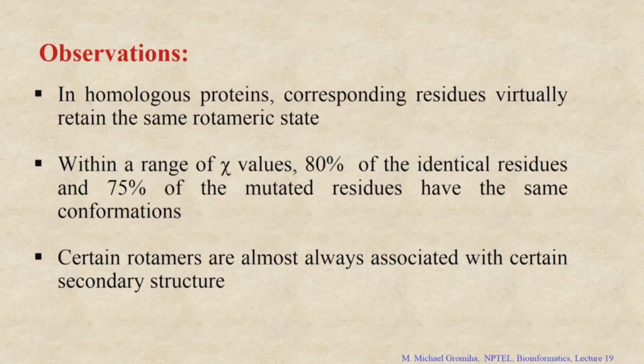Now, if you look into the data available in the literature, homologous proteins mainly retain the same rotameric state. If you take the chi values, 80% of the identical and 75% of the mutated residues have the same conformation; they do not change much. So if we look at the template structure and the target structure, the difference in conformation is small, and more than 70% of the residues have similar conformations. So now you have almost similar structures.